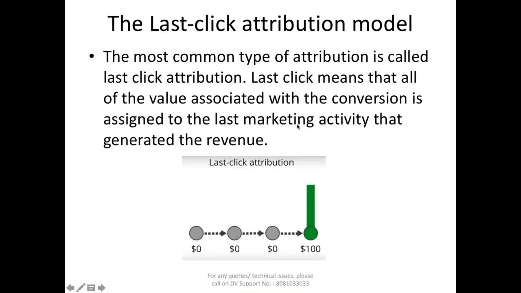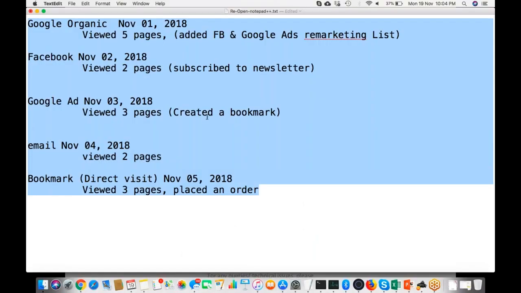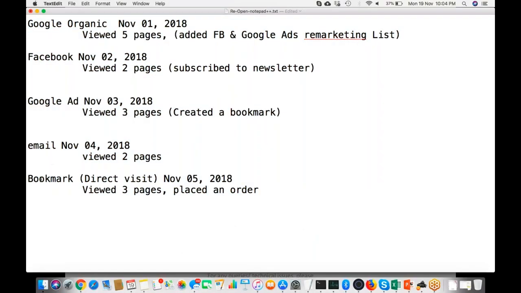Last click attribution model is the most common type. Last click means that all of the value associated with the conversion is assigned to the last marketing activity that generated the revenue. It means, considering the last click model, the credit of this conversion should be given to the direct visit.